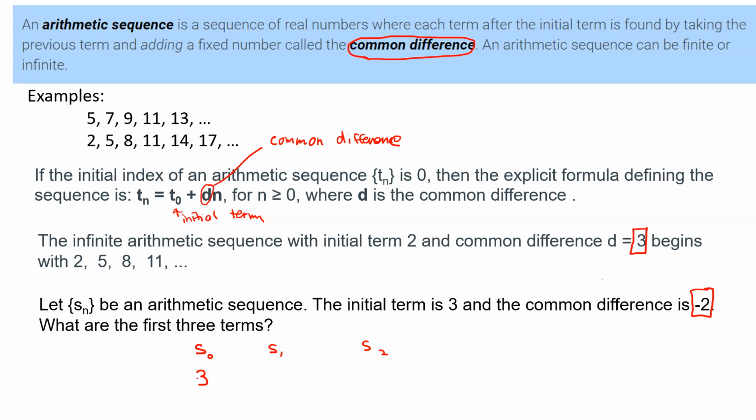So 3 adding a -2 would give me a 1, right? 3 plus a -2 is a 1. So it's like I'm subtracting a 2, right? So then from 1, we would subtract another 2, and I'd get a -1. So that's what I'd get for my first 3 terms if the common difference is -2. Okay, questions on that?